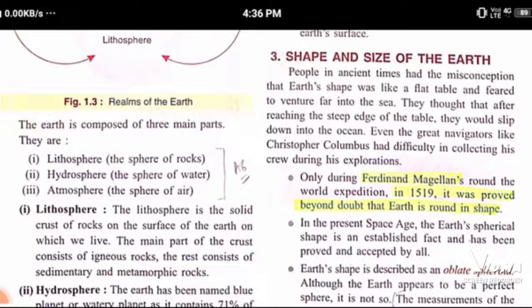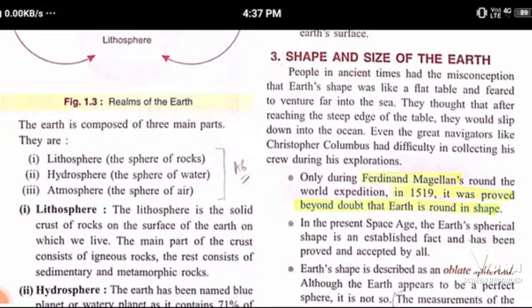Now comes the shape and size of the Earth. People in ancient times had the misconception that the Earth's shape was like a flat table, or a square, and feared to venture far into the sea. They stayed at one place and never moved far, because they thought they would fall down.